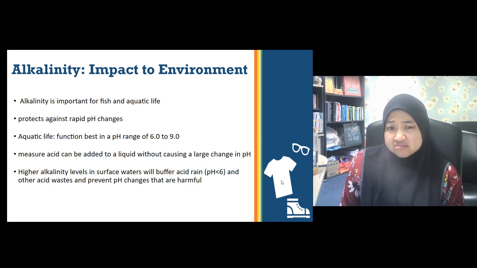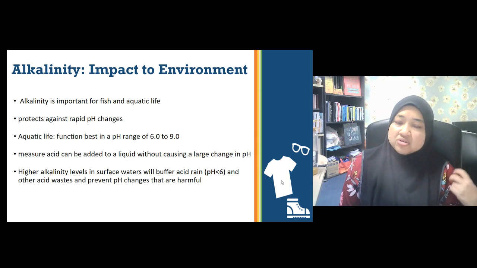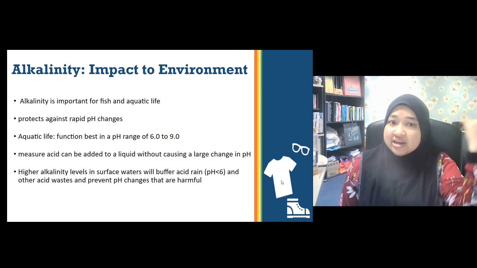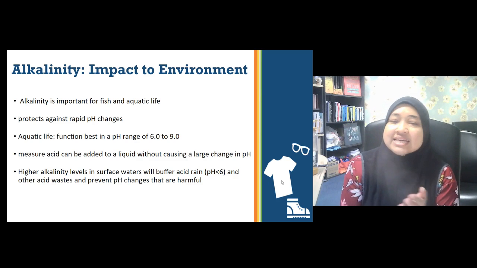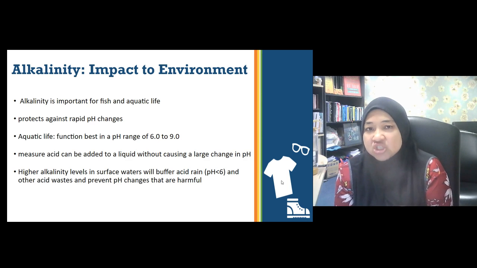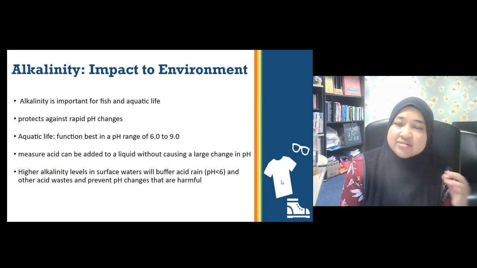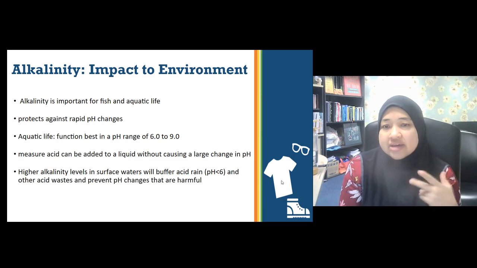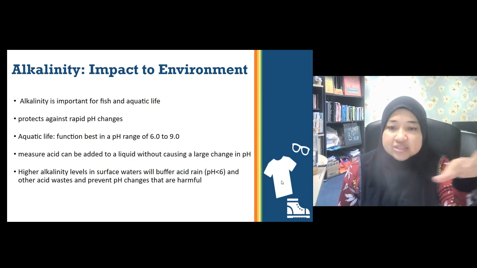I told you earlier that rain, especially in our country, we receive almost the whole year. Like in Sarawak, we receive rain almost every day now. During the evening, we see it is raining outside the building now. So acid rain has a pH less than 6. Sometimes it can go as low as pH 3. So it can give many negative impacts to our buildings, to our environment, and so on, if there is no alkalinity to buffer the pH change. Okay, especially at the surface water.